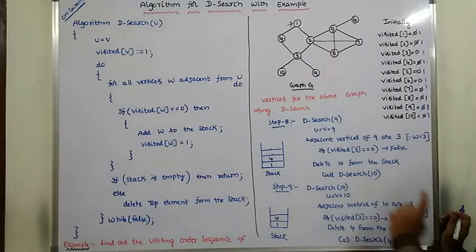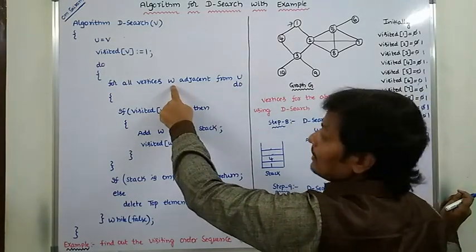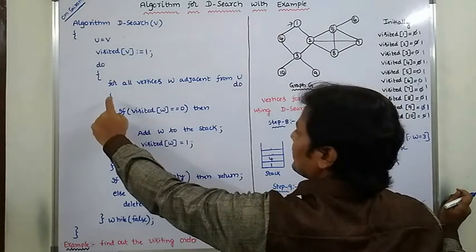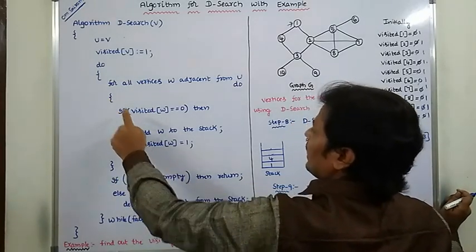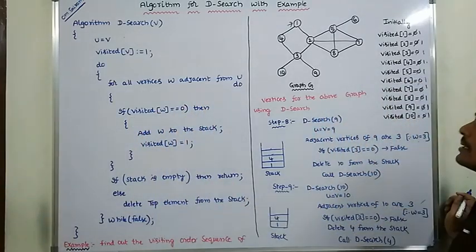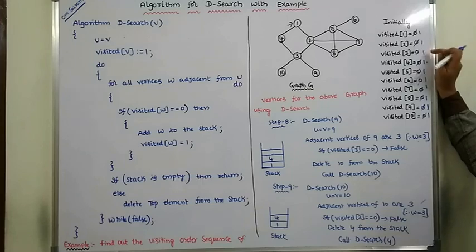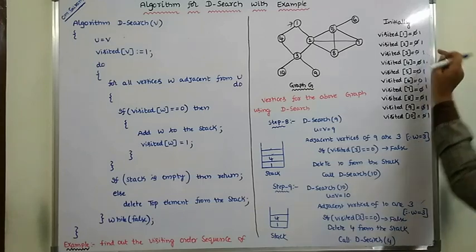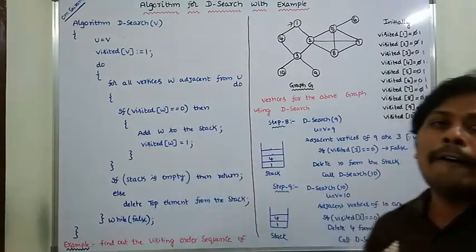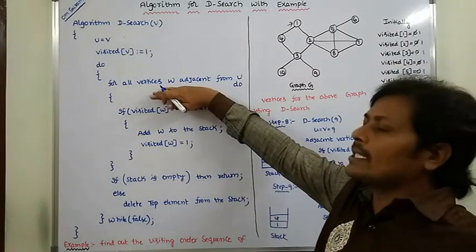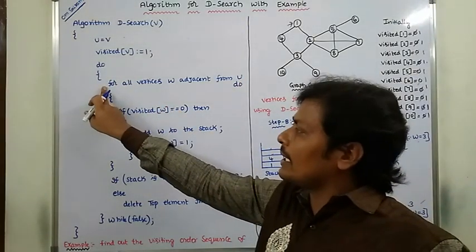So now this condition is true. 10 contains the adjacent vertex, that is 3. So this condition is true. The control goes to the body of the for loop. Brace begin. If visited of 3 is equal to 0. Visited of 3 is not 0, false. It is already visited. So this condition is false. Then again control goes to the for loop. Okay, there are no adjacent vertices for 10. Again this condition is false.